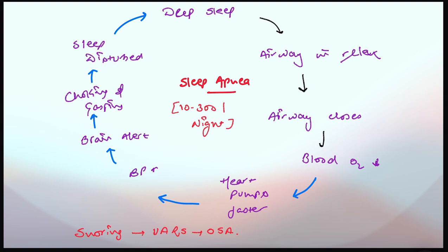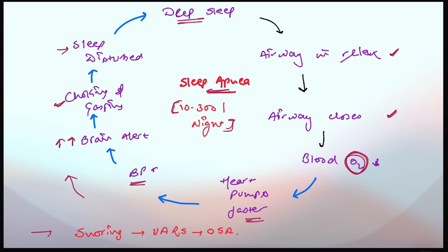Now, how the cycle starts: once the patient is in deep sleep, the airway muscles relax. So the muscles are relaxed, leading to closure of the airway. Due to closure of the airway, the blood oxygen significantly reduces and the heart starts to compensate and pumps faster, leading to an increase in the blood pressure, which alerts the brain, and thus choking and gasping is produced, leading to disturbed sleep. Again, the patient goes to sleep and the cycle continues. So the sleep apnea cycle occurs 10 to 300 times per night.